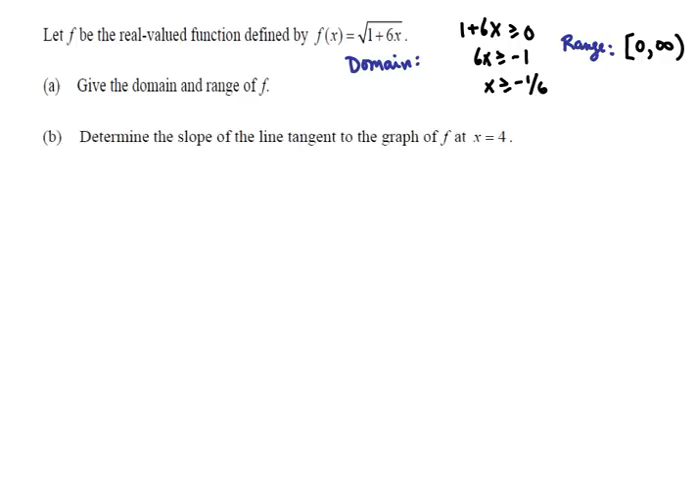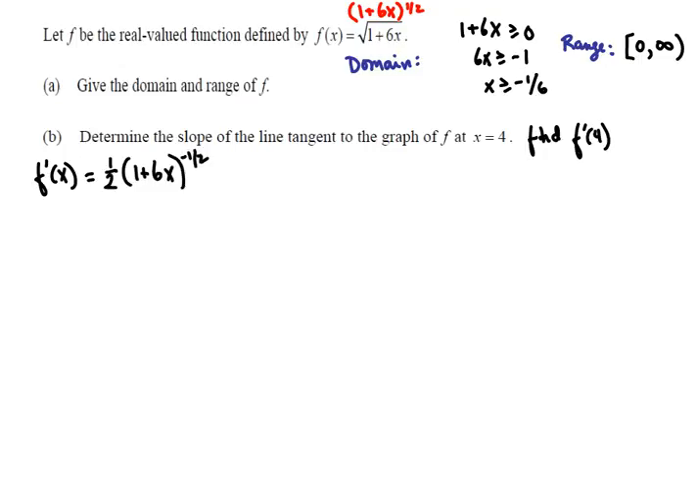For part B then, we want to determine the slope of the line tangent to the graph of f at x equals 4, and all that's asking for is f prime of 4. So to do that, we need to find the derivative and then substitute x equals 4. Before I start, I might want to simplify the function, rewriting the square root of 1 plus 6x as 1 plus 6x to the 1/2 power. And from there, we're going to take the derivative.